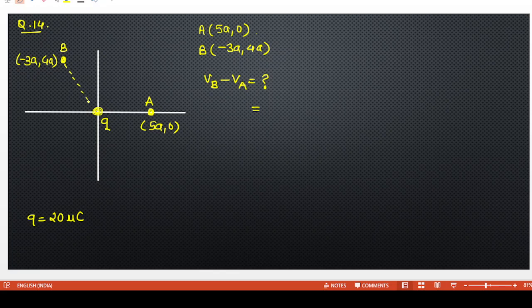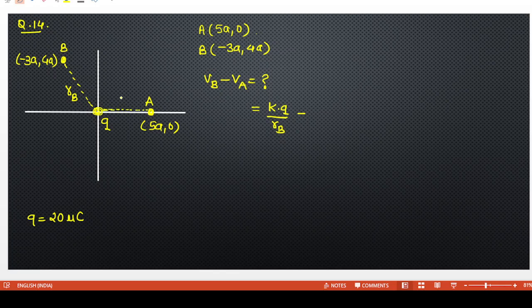What is potential due to point charge at distance r? Potential due to point charge at distance r is Kq upon r. And electric field is Kq upon r square. Potential Kq upon r. So what shall we write? K is K, Q is Q. Let us call this r as RB. So V_B is KQ upon RB, minus potential at point A.